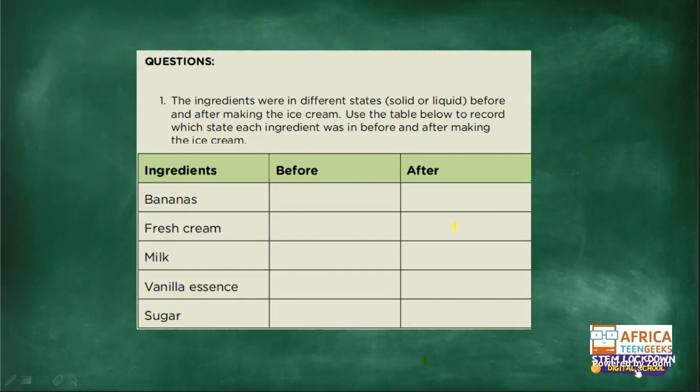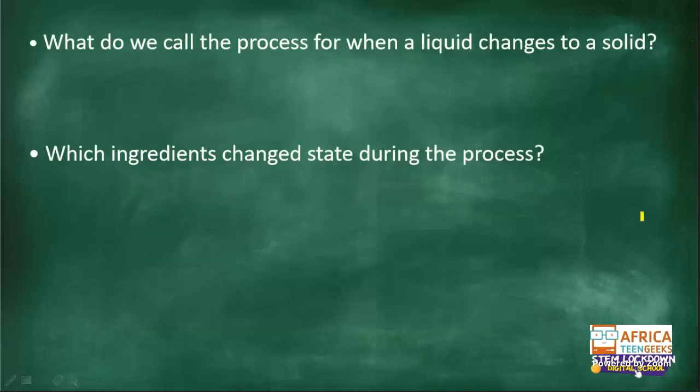And the sugar, it was a solid, and after, still a solid. Good. So the banana was solid, after still a solid. The cream and the milk and the vanilla essence were liquids, after they were solids. The sugar was a solid, and after it remained a solid. Okay. Now you have to answer questions that we've actually just answered already.